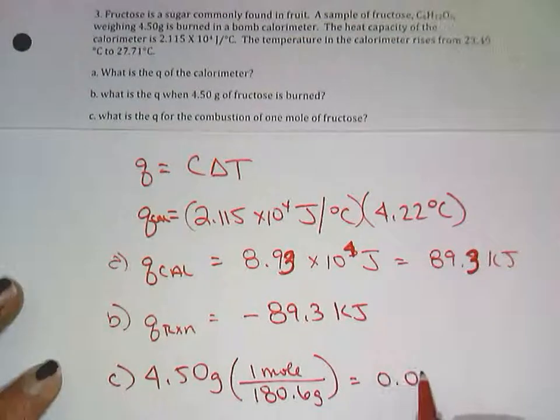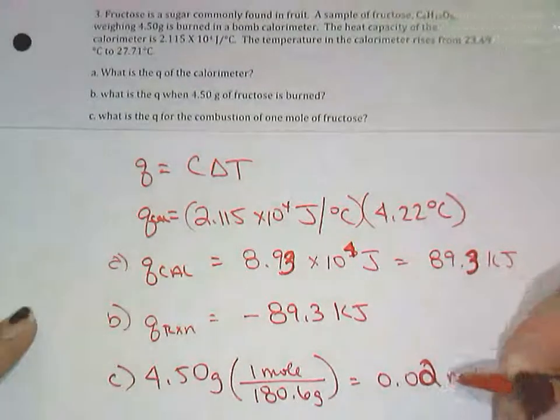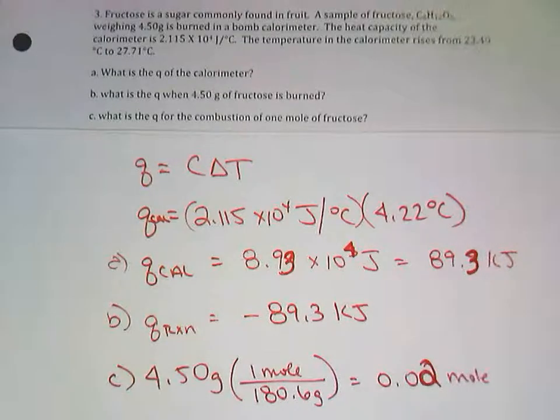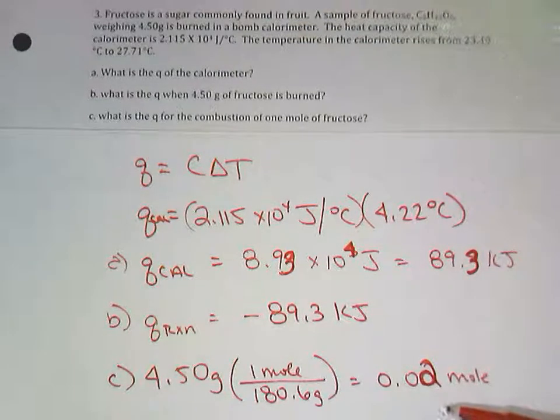No, 0. That's a 2. That's an out of control 2. It's a real serious 2. 0.02 moles. All right, so if this is how much I combusted for just this little bit of moles, how do I figure out per 1 mole? Divide.